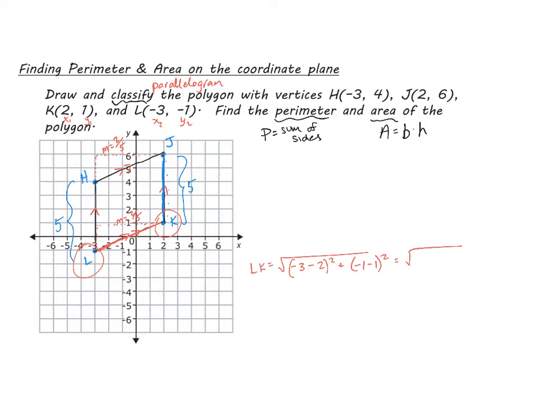And that gives us what? -5 squared plus -2 squared. So the length of LK is going to be equal to the square root of 29 units. And that means that HJ is also going to be the square root of 29 units.